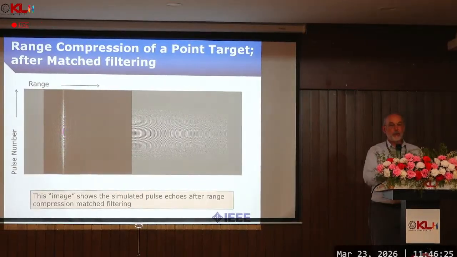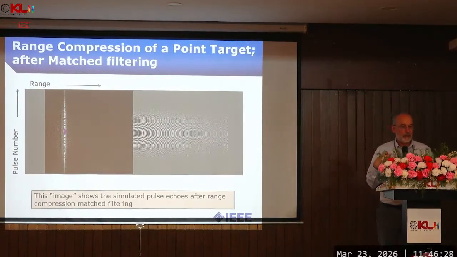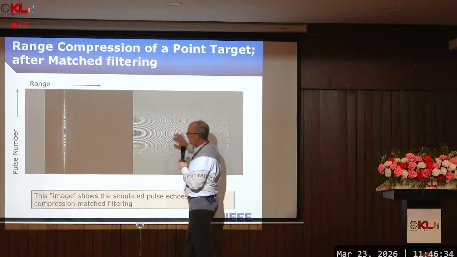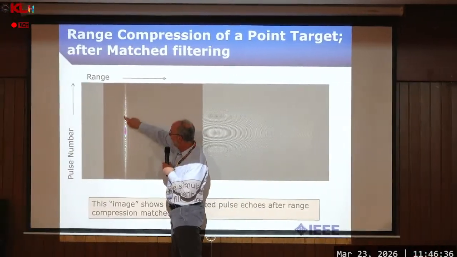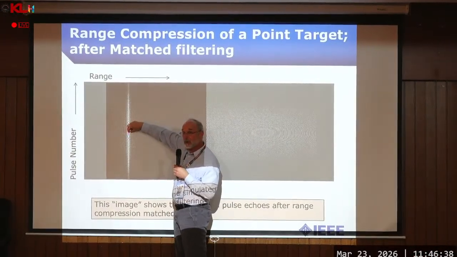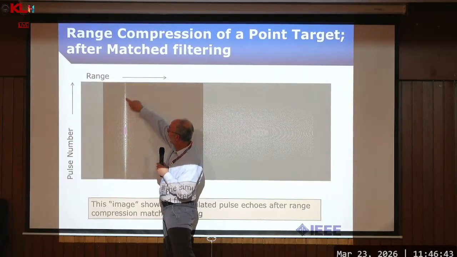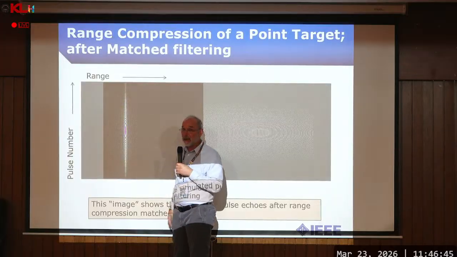So after doing the range compression of the point target in the range direction, we now see that we have this background. This is the compressed chirp. We have a very narrow chirp here, but in the other dimension, we still see the full set of energy across the azimuth direction.